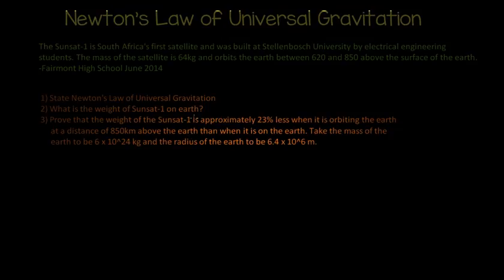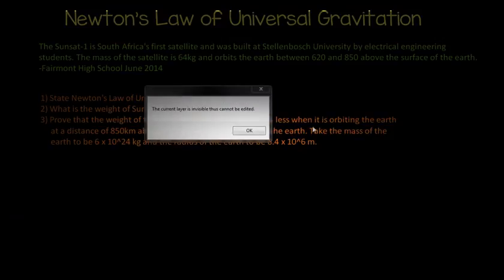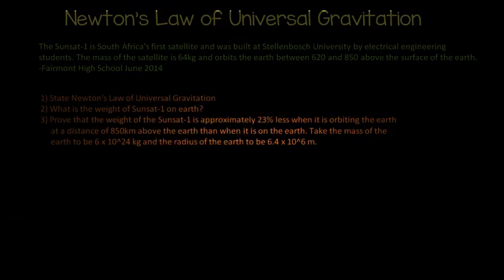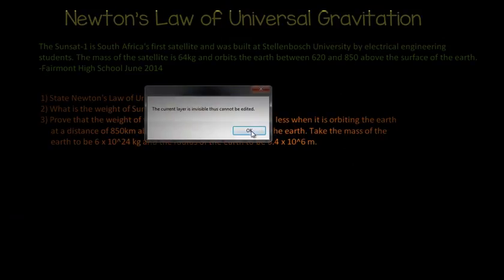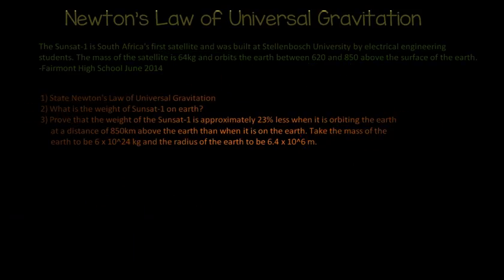This was a question in Fairmont High School's June 2014 physics paper, and it said, the SunSat-1 is South Africa's first satellite that was built at Stellenbosch University by electrical engineering students. The mass of the satellite is 64 kilograms and orbits the Earth between 620 and 850 kilometers. I forgot to put that in, kilometers above the surface of the Earth.